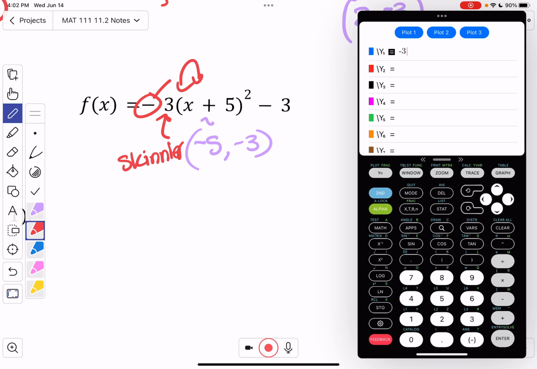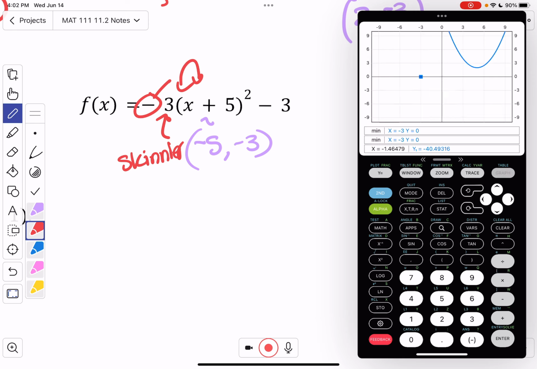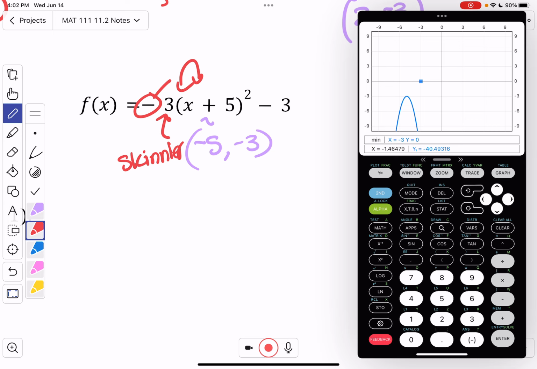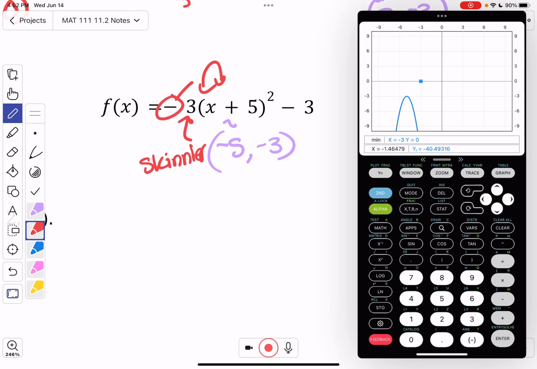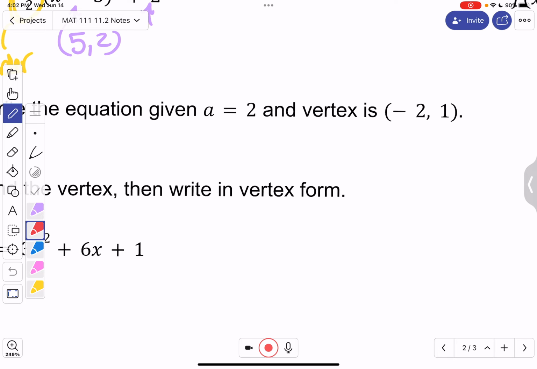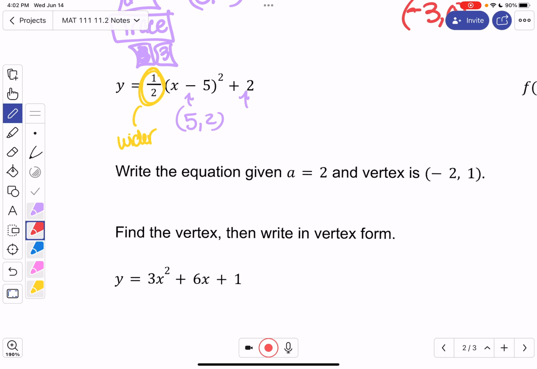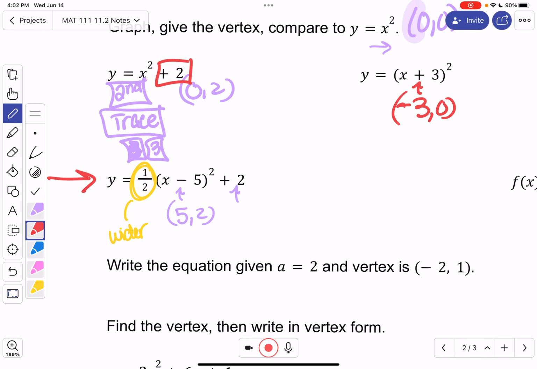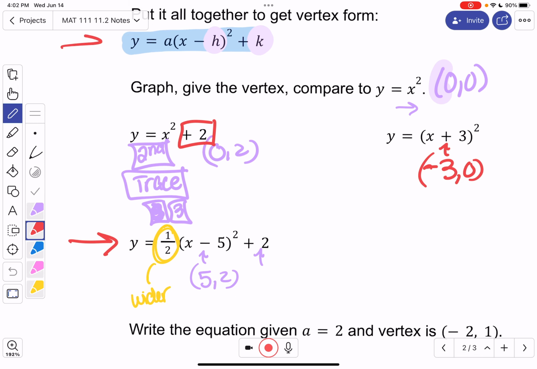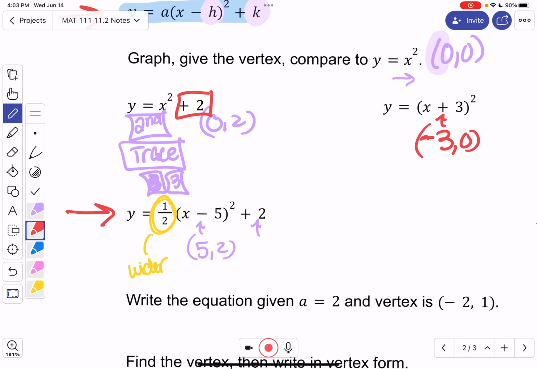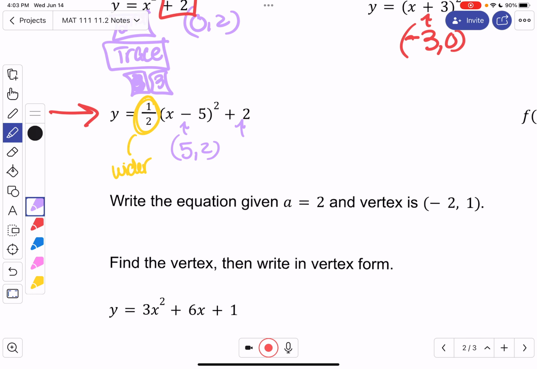Now let's see it on the graph. (x plus 5) squared minus 3. So we're skinnier, we're flipped, we're moved left and down. That's how that works. Now the equation, if we look at this one, that models this form, a(x minus h) squared plus k. So if you're given those three values, you can plug it right in.